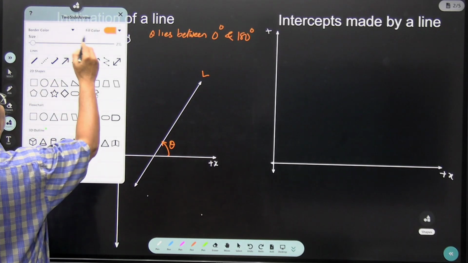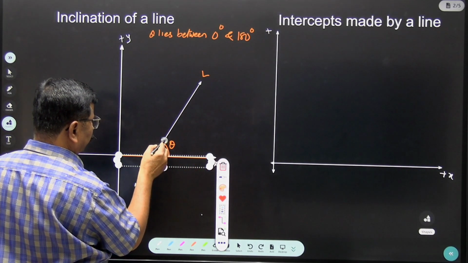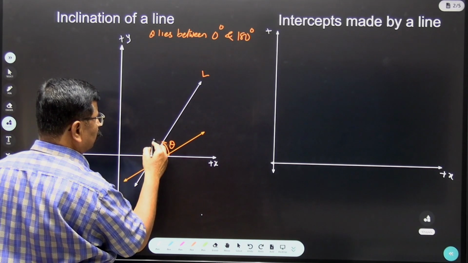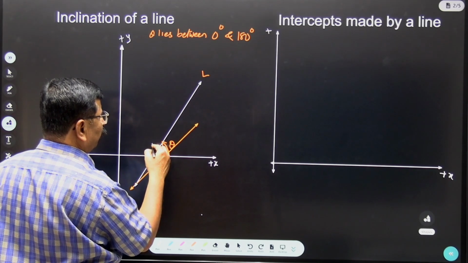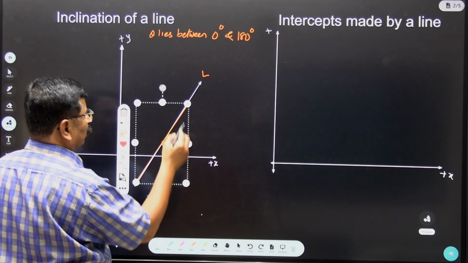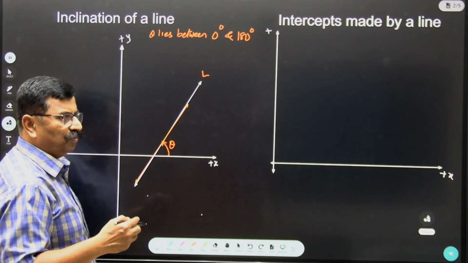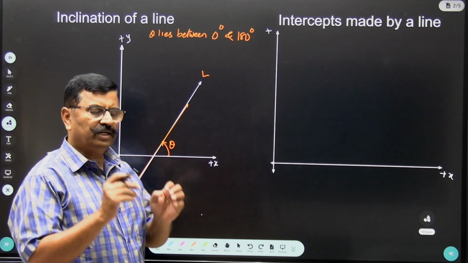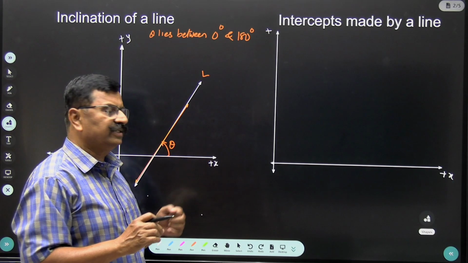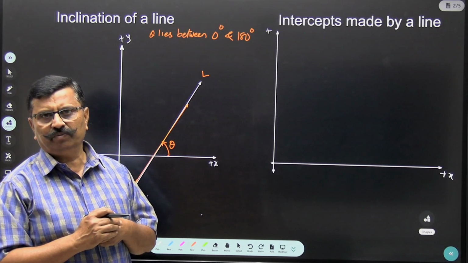So I will tell you in other way also. Basically, now see, this is the line. Now if I turn this line, the line starts making angle theta with a positive x-axis. So see, this is the given line L. Same way, the line can make obtuse angle also. So remember that inclination of a line means simple angle made by the line with a positive x-axis and measured in an anti-clockwise sense.